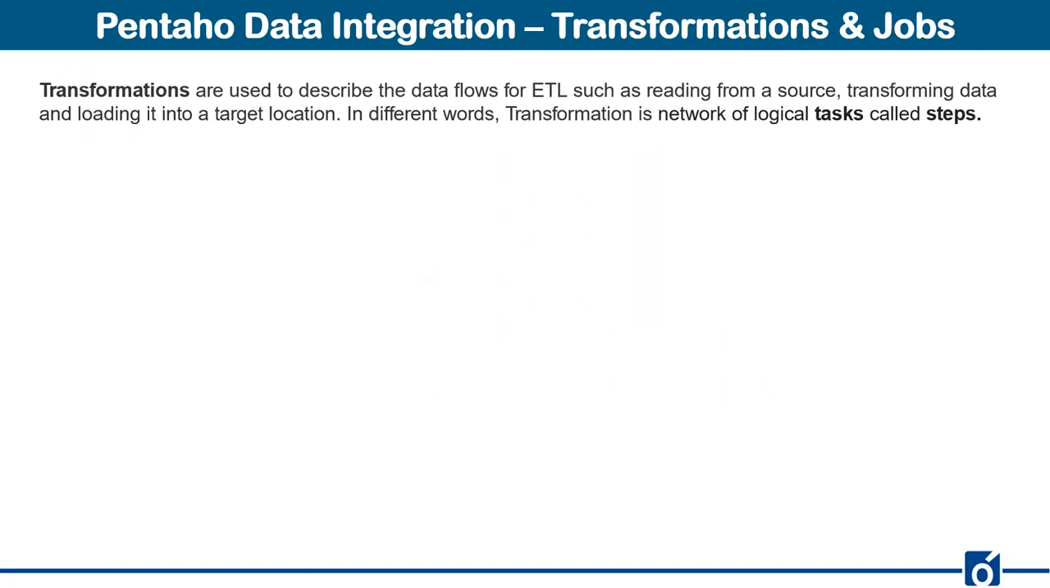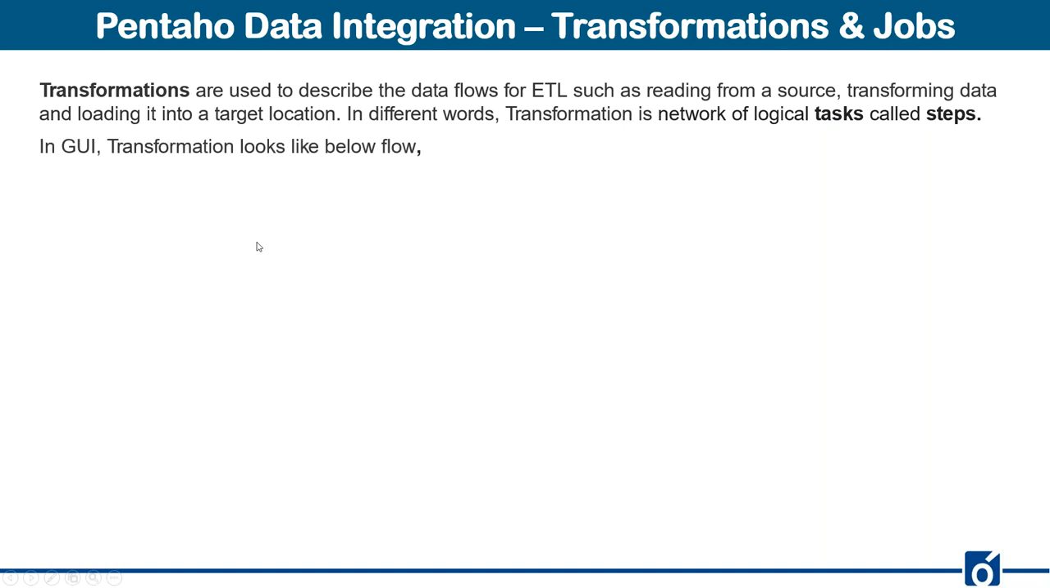Now next, we need to understand what there is in this tool which we are going to deal with. Macroscopically, the first one is transformation. The second one is job. If you go from top to bottom, what is a transformation? A transformation is, you can say, a collection of tasks, and they are connected with each other, and they get executed one by one or in parallel. Steps contain some kind of logic or some kind of manipulation with respect to data.